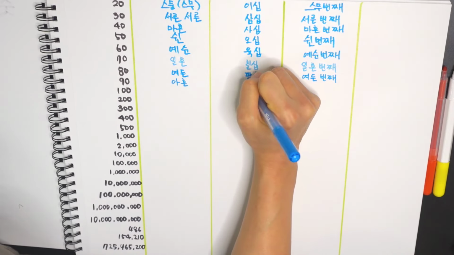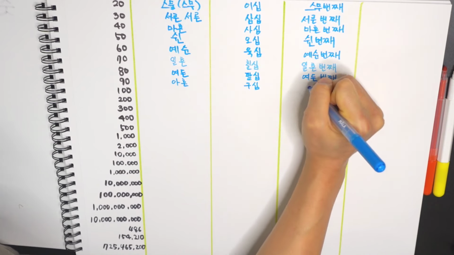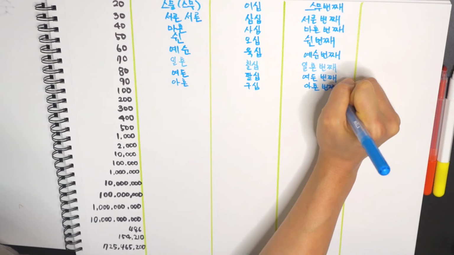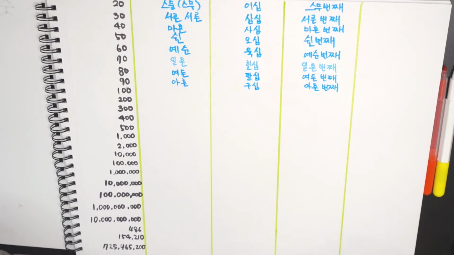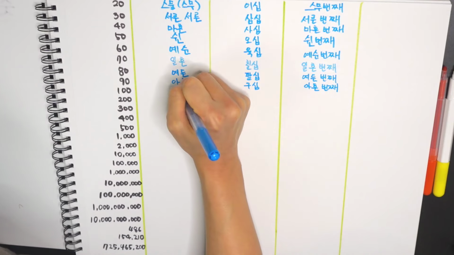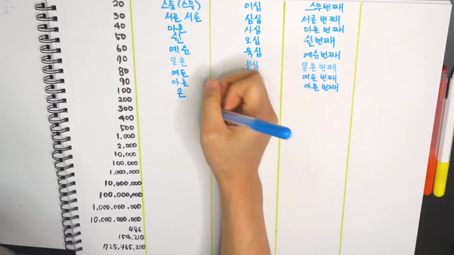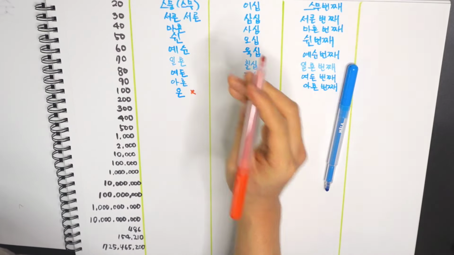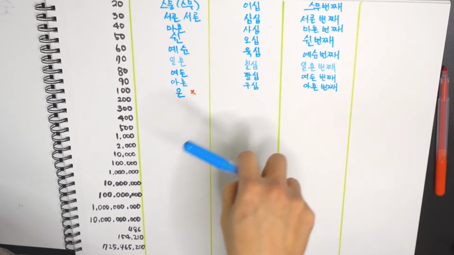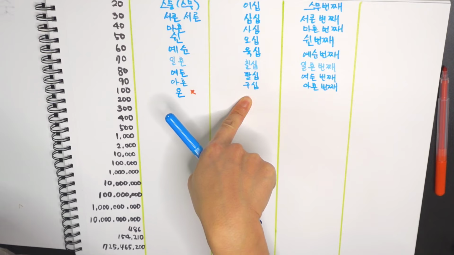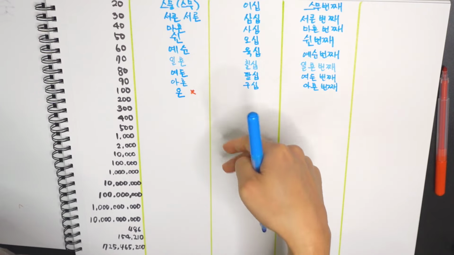And we have 90, 아흔번째. And now we are on to 100. So over here it's 온, but the word 온 is actually never used anymore. Okay, so we are just going to be using Sino-Korean number system for anything that is after 100.